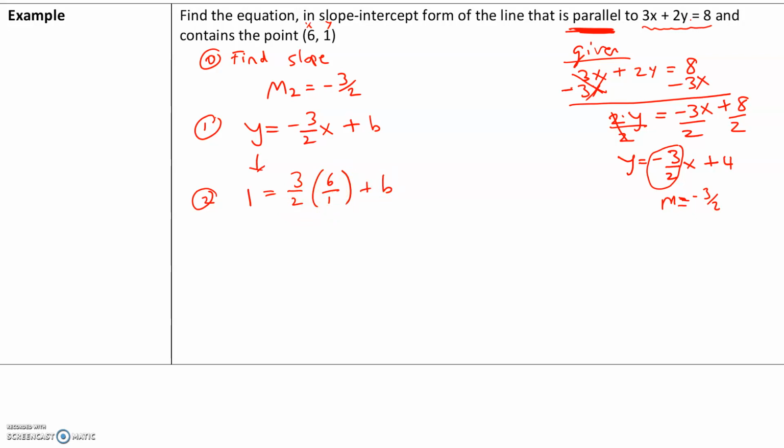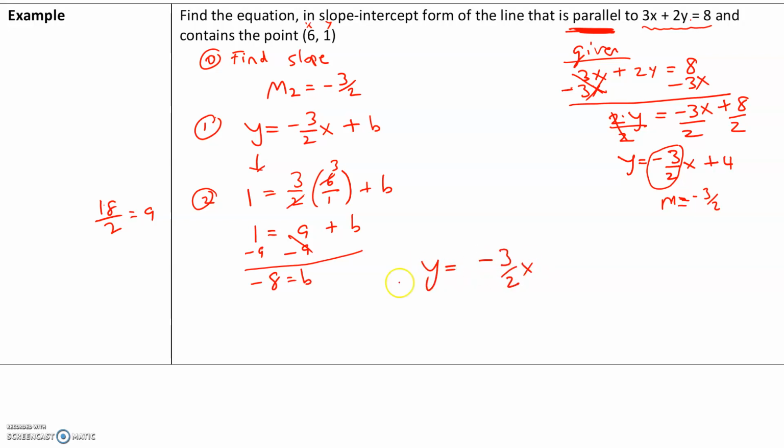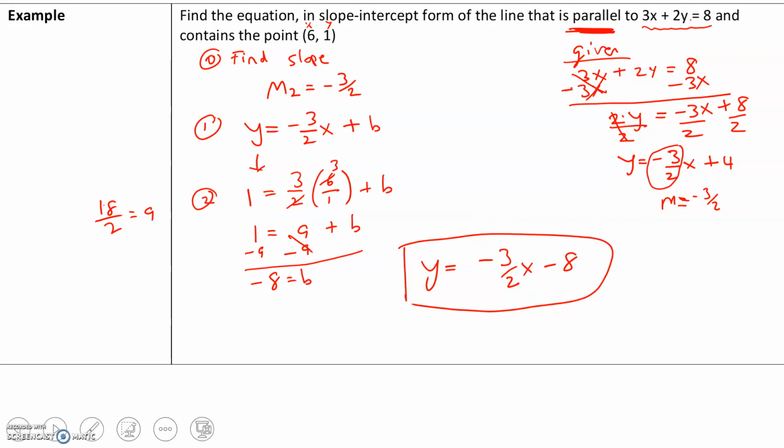So I can do this two ways. 3 times 6 is 18. 2 times 1 is 2. 18 divided by 2 is 9. Or I can say 2 goes into 6 3 times. 3 times 3 is 9. Either way, I get 1 equals 9 plus b. Subtract 9 from each side, and I end up with b equal to negative 8. So my equation is y equals my slope, which is negative 3 over 2 times x, plus my b, which is negative 8. Right? And that's my line.